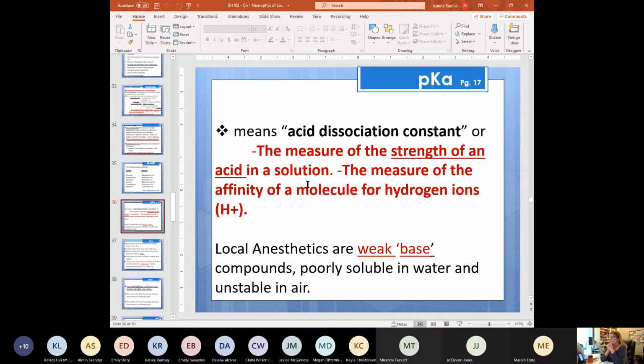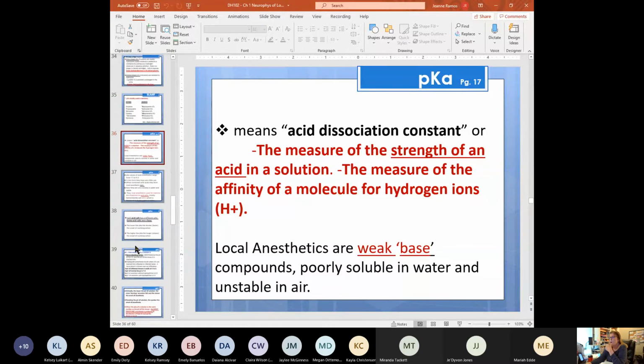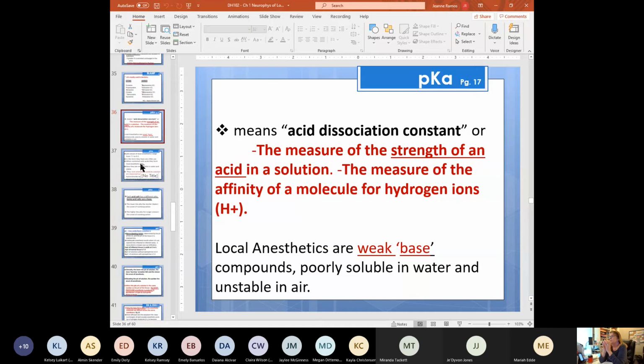So local anesthetics are generally weak bases, and you would need to know that. They're all weak bases to begin with. They're poorly soluble in water, and they're very unstable in air. And so they have to make them into, this is the raw first local anesthetic. So they have to do something to the form of that to make it usable, because it is not usable as a weak base, and all the local anesthetics start out as a weak base.